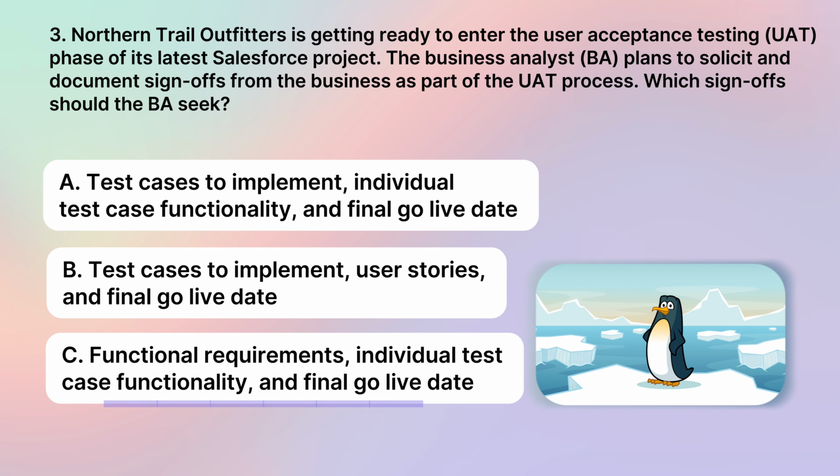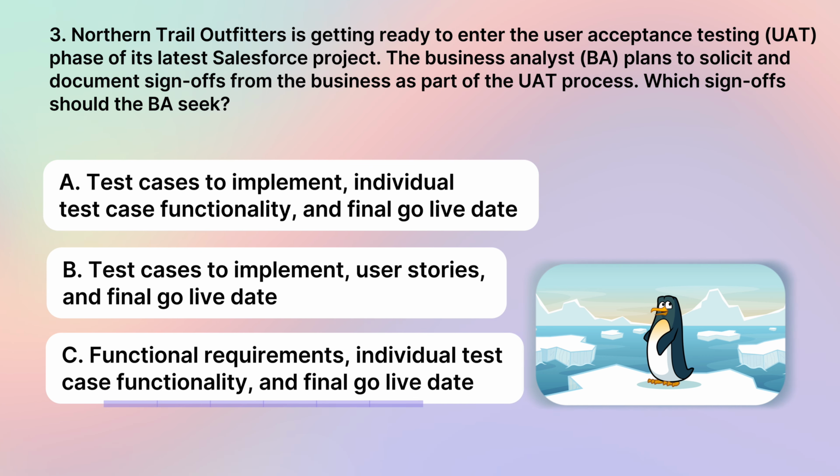The answer is C. Functional requirements, individual test case functionality, and final go live date. During the user acceptance testing, UAT phase, the business analyst, BA, should seek sign-offs on the following. Functional requirements. This ensures that the business stakeholders agree that the implemented solution meets their specified functional requirements. Individual test case functionality. The BA should seek sign-offs on individual test cases to confirm that the tested functionality aligns with the expected outcomes and meets the business requirements.